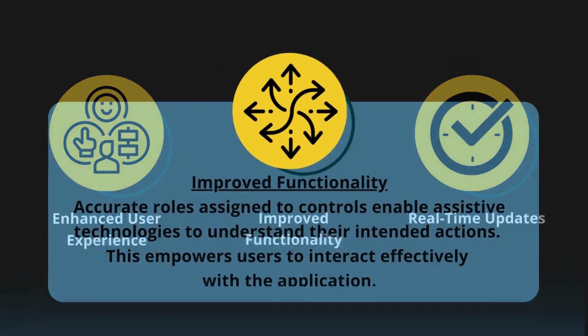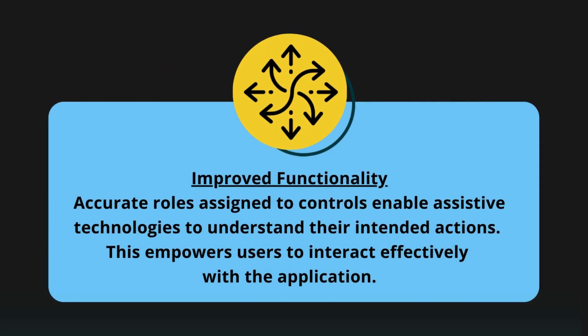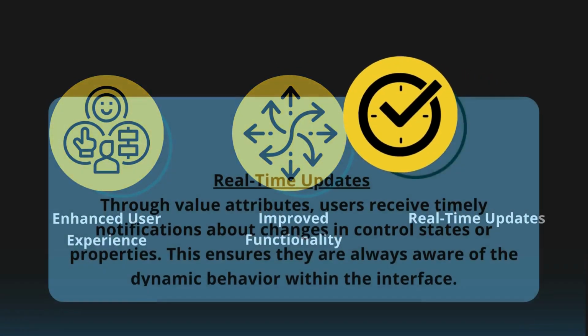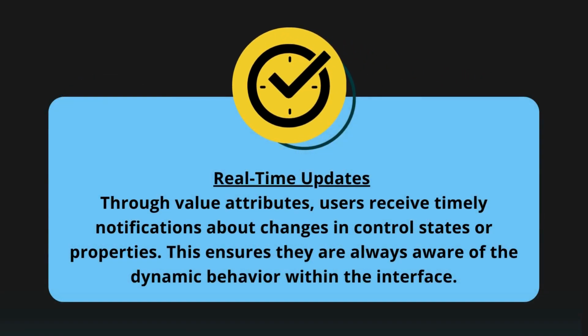And it gives you improved functionality. Accurate roles assigned to controls enable assistive technologies to understand their intended actions. This empowers users to interact effectively with their application. And real-time updates. Through value attributes, users receive timely notifications about changes in control states or properties. This ensures that they are always aware of the dynamic behavior within the interface.